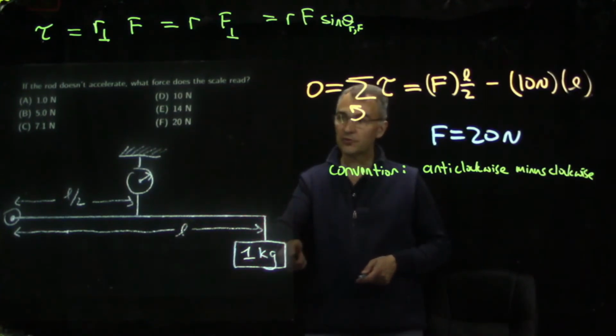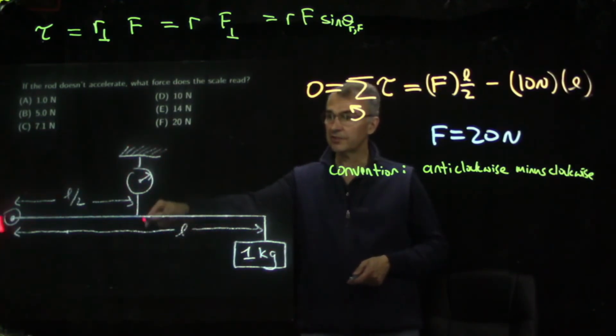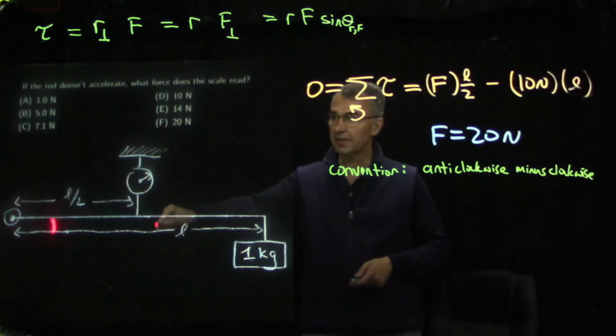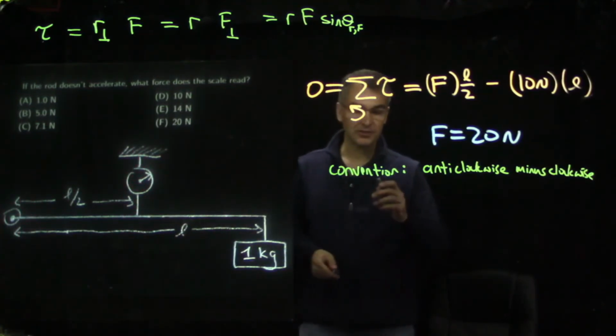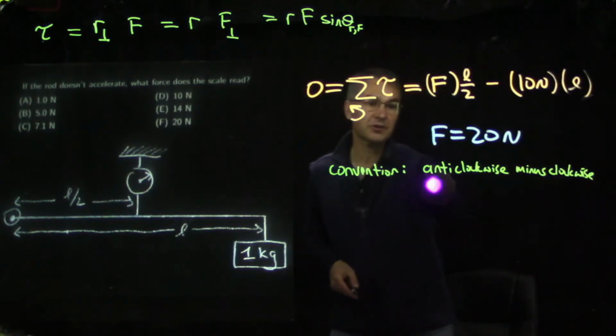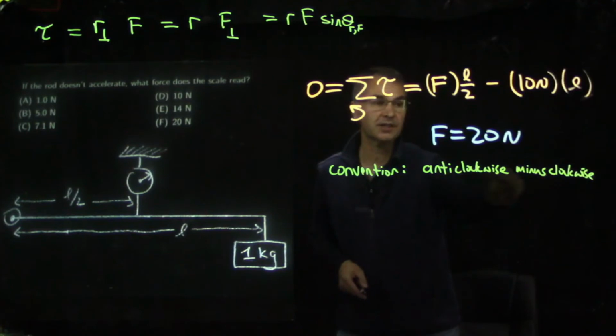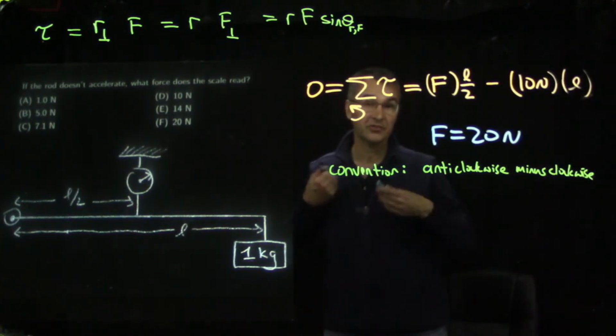Now a downward force would tend to be a clockwise rotation, and an upward force here would tend to be a counterclockwise rotation if the tendency is to rotate about here. So here we're rotating clockwise about the pivot with this downward force, and this upward force is tending to produce a counterclockwise or anti-clockwise rotation about the pivot. The typical convention that we use is anti-clockwise minus clockwise. So the counterclockwise torques we do with a plus sign, the clockwise torques we do with a minus sign. You could use the opposite convention if you want, it's just nice to have a convention.